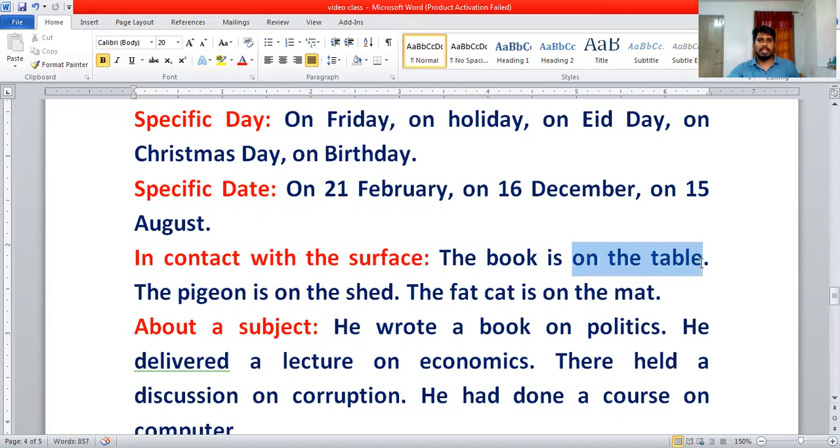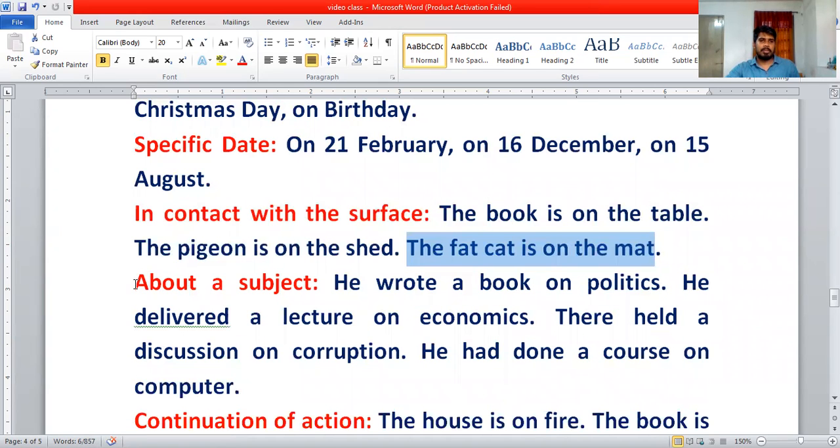book is on the table. The book is on the table because the book exists here in contact with the surface of the table. That's why we have to use the preposition on. When something exists in contact with the surface of a thing, we have to use the preposition on. The book is on the table. The pigeon is on the shade. The fat cat is on the mat.